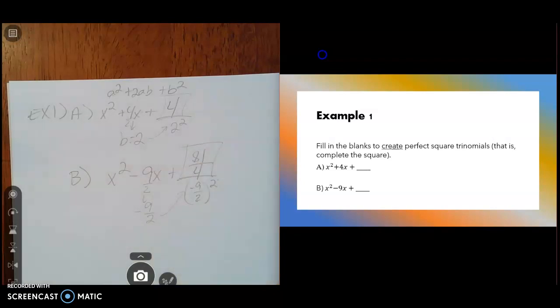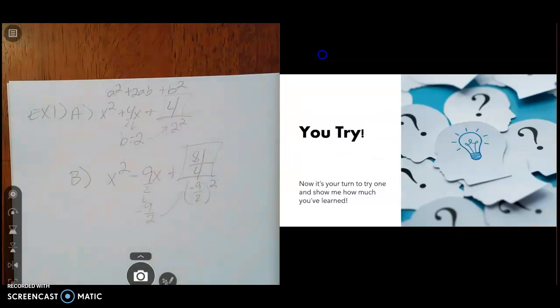So sometimes you have fractions. Don't be scared of them. Now I want you to try one and show me how much you've learned.